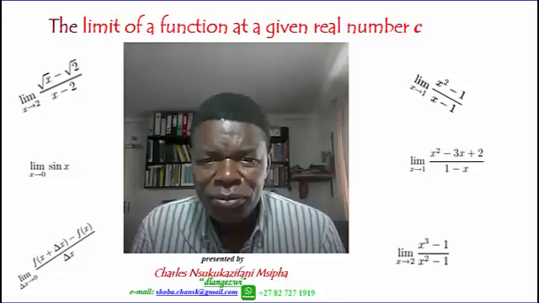In this case, we're looking at the limit of a function as x is tending to a point C, which is actually a real number. So, first of all, we're going to look at a rational expression like this, where we're calculating the limit of this rational expression as x is tending to -1.